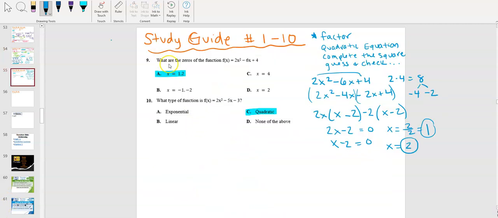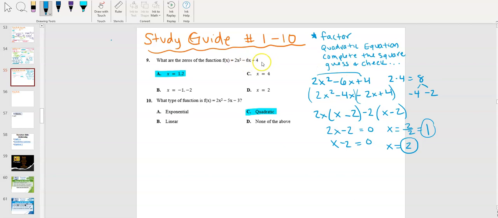All right, on number 9, we have to find the zeros, and there are so many ways to do this. So you could factor, you could use the quadratic equation, you could complete the square, you could use guess and check, and there's probably more. I'm going to show you factoring because that's my personal favorite. I think it's the easiest, but whichever one makes the most sense to you, use.